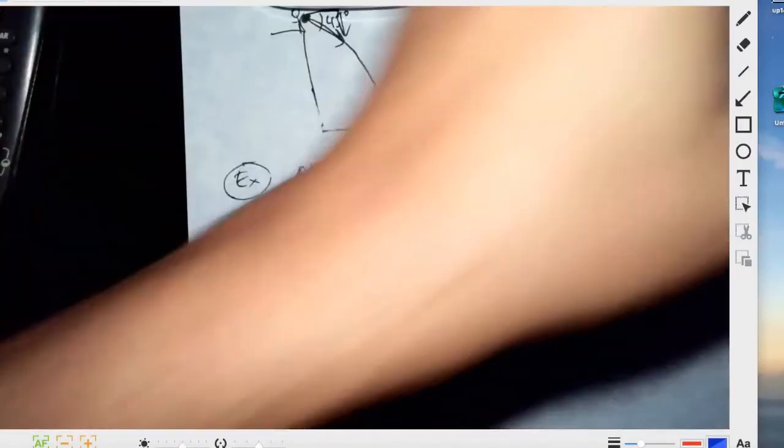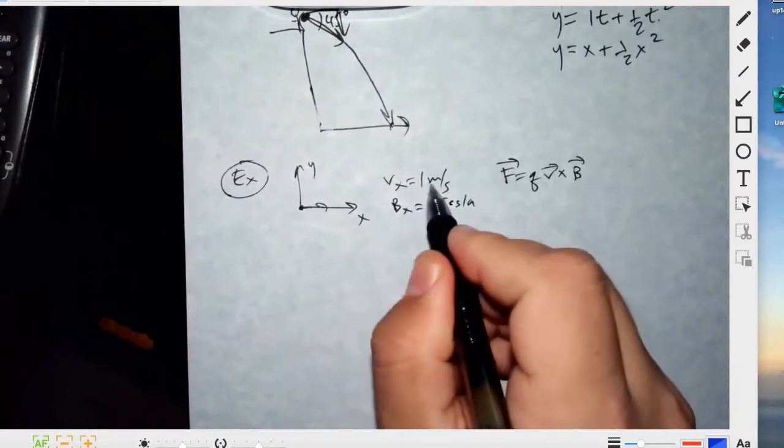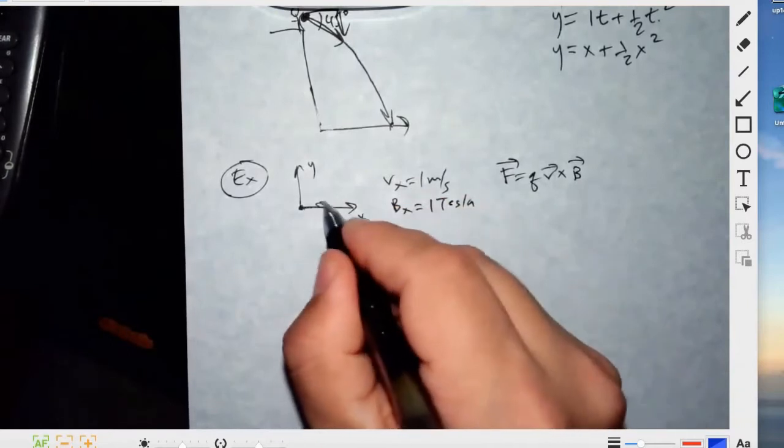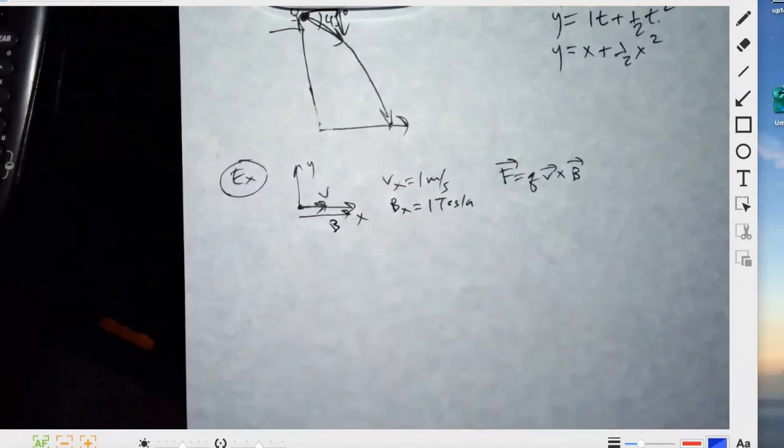So this is the simplest magnetic field case. If the velocity is to the right and the magnetic field is to the right, V and B, what's the force of the magnetic field? Remember we said that the cross product of those two is just equal to 0. So the force is 0. That means it should just keep going to the right at constant speed.